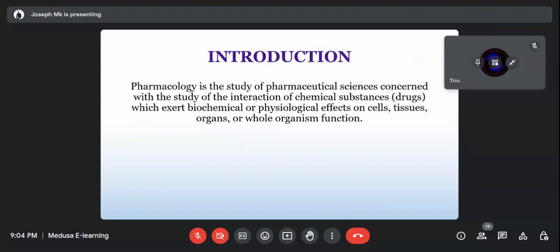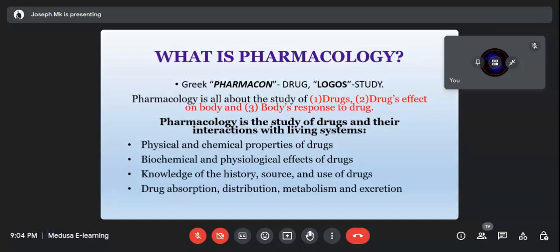Now, we need to understand these same three terms that we've talked about. Let me just show you. I think I put it somewhere in the introductory part. Yeah. So we also need to understand that pharmacology comes from two words. There is pharmacon, which simply means a drug. There is also logos, which simply means a study. I'm sure we are all aware of this. So this is the definition that I gave earlier: pharmacology is all about the study of, number one, drugs, number two, drugs' effect on the body, and number three, the body's response to drugs.